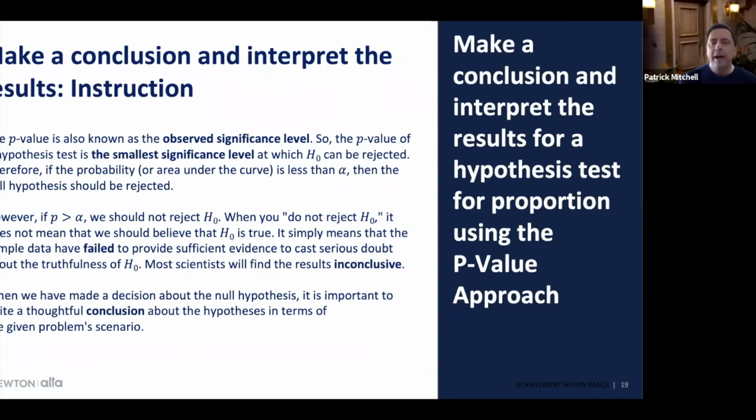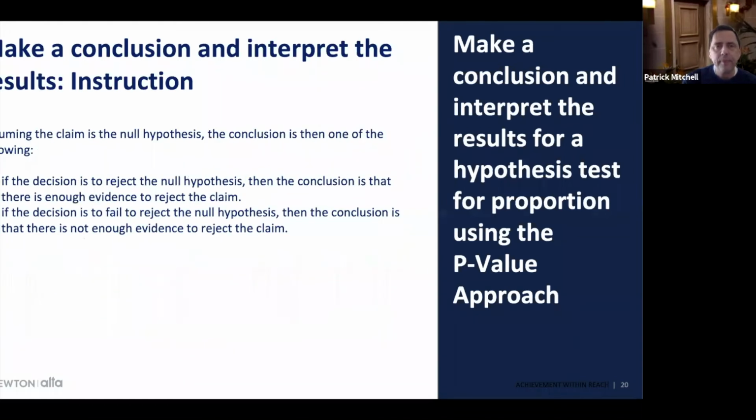When we have made a decision about the null hypothesis, it's important to write a thoughtful conclusion about the hypotheses in terms of the given problem scenario. And I believe this is about the fourth or fifth time you're seeing this now. Remember, the way that you word the claim depends on whether the claim is the null hypothesis or the alternative hypothesis. On this slide, the claim is the null hypothesis. So the conclusion should either be reject the null hypothesis, which means there is enough evidence to reject the claim, or fail to reject the null hypothesis, which means there's not enough evidence to reject the claim.